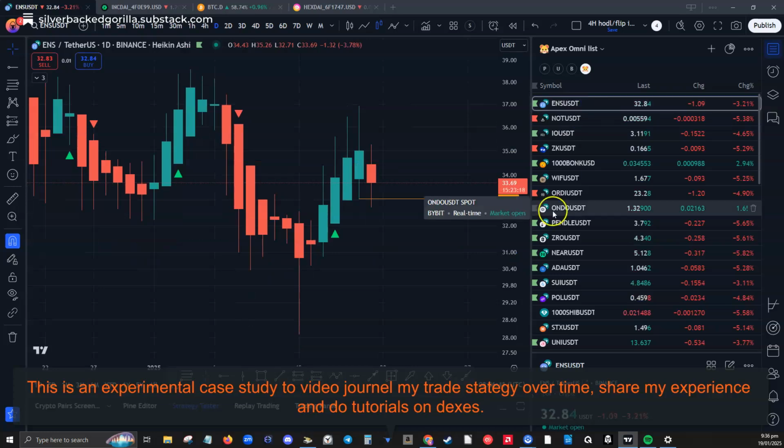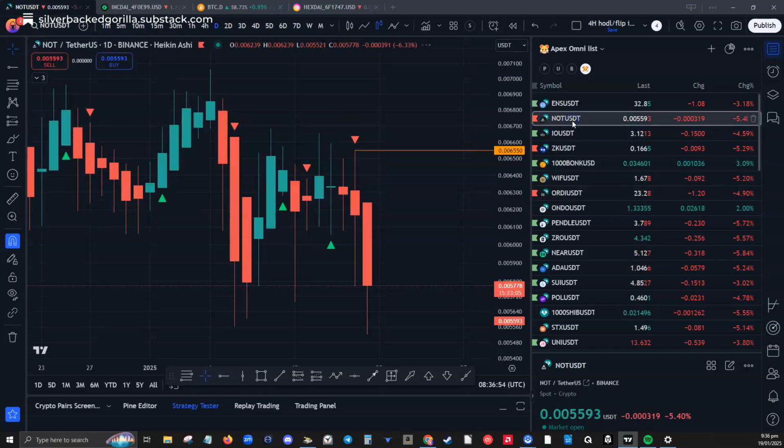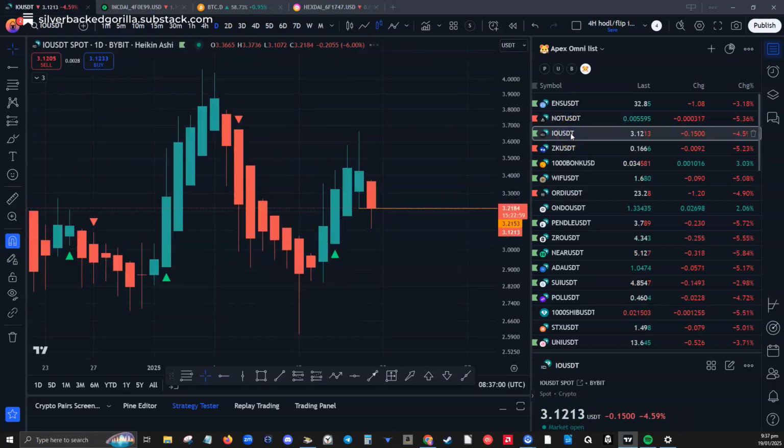Alright, so okay, ENS is a current long at $33.05. Now look for the orange here for the actual position. Stop loss, I should say. NOT is a current short, and the stop loss is 0.006550. IOU is a current long, and the stop loss is $3.2153.